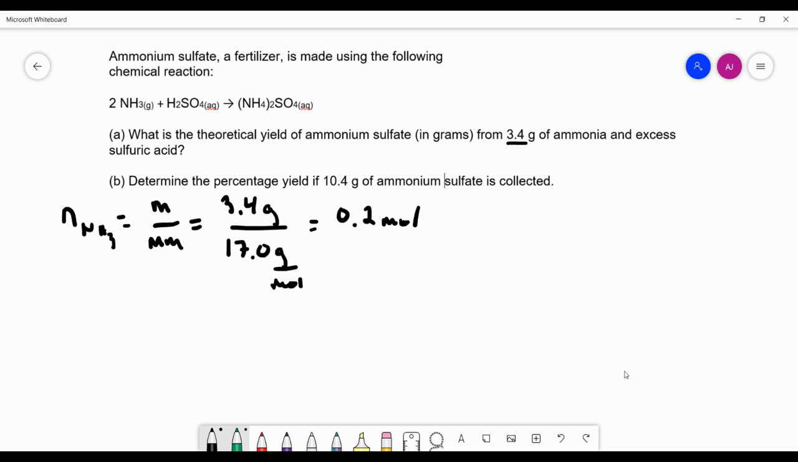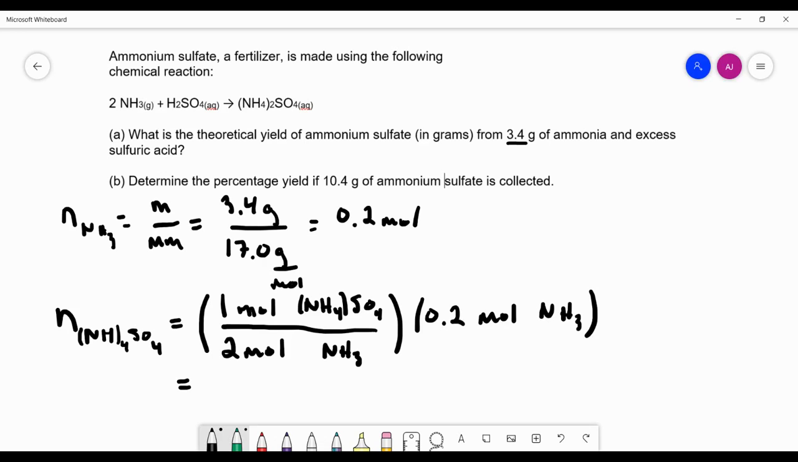Next step is we use the ratio in the balanced chemical equation to go from the moles of ammonia to the moles of ammonium sulfate. For every 2 moles of ammonia which reacts, we produce 1 mole of ammonium sulfate. So recall, we take the mole amount that we're given, multiply it by the ratio that relates those two substances in the balanced chemical equation.